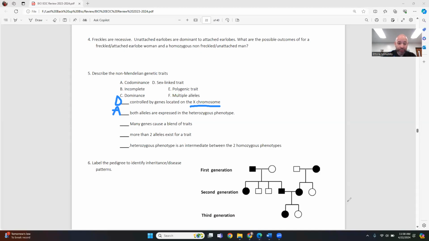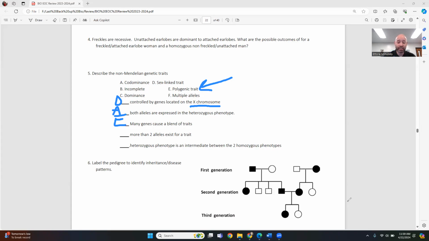The next one, many genes cause a blend of traits. If we're talking about a blending of traits, we are talking about polygenic. Polygenic literally means many genes. Some examples of polygenic stuff would be like skin color or your height. You have 3 separate genes and 2 alleles for each of those genes. So 6 of our alleles working together to decide how tall you're going to be or what your skin tone is going to be. So E for polygenic here.